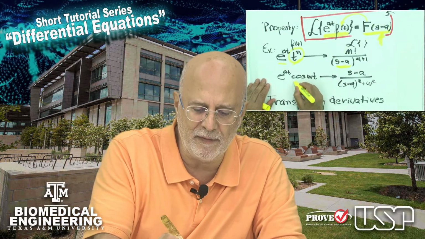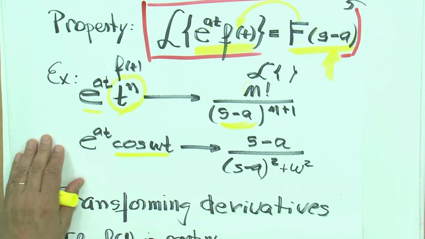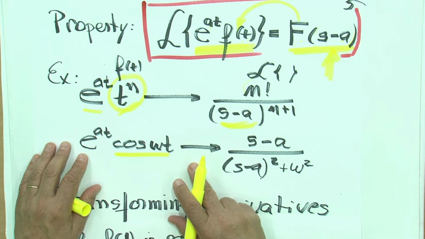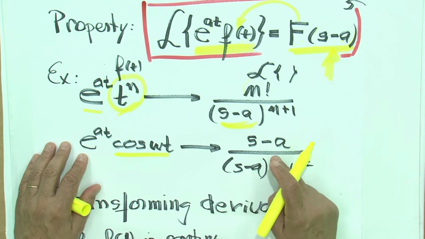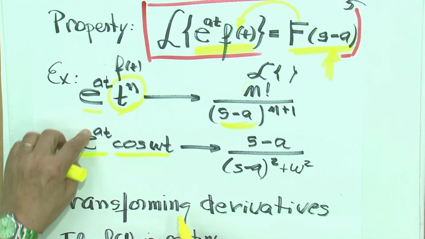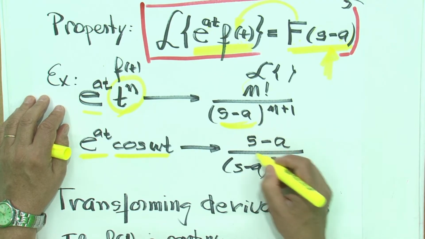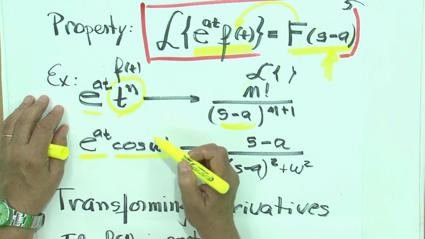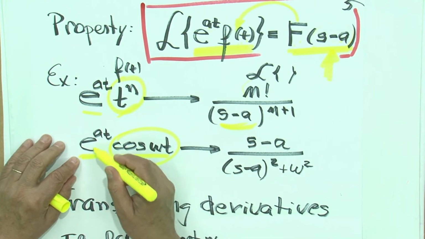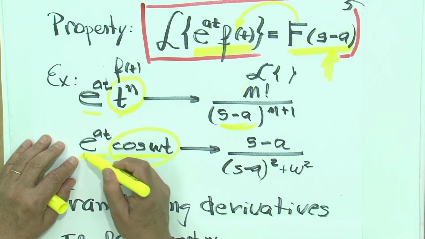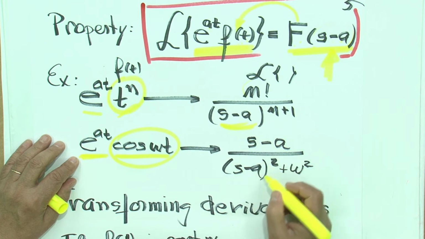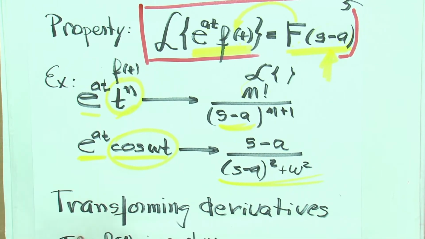Another example. We have the cosine of omega t. We already showed that cosine of omega t has as a Laplace transform s divided by s squared plus omega squared. So now if we multiply cosine by an exponential, we just displace s. So by knowing the Laplace transform of cosine of omega t, we know immediately the Laplace transform when we multiply by an exponential. That's a nice property, and we're going to use it a lot, right?